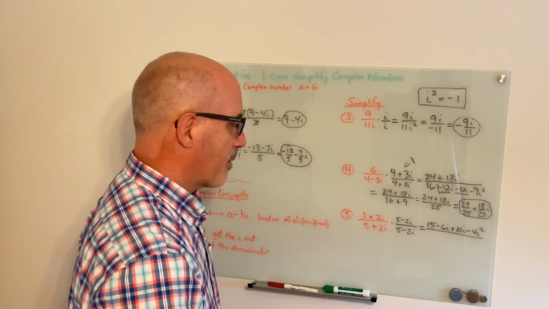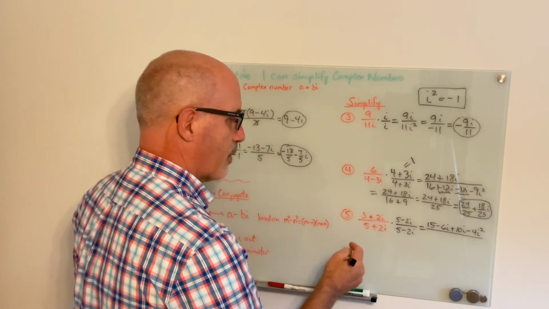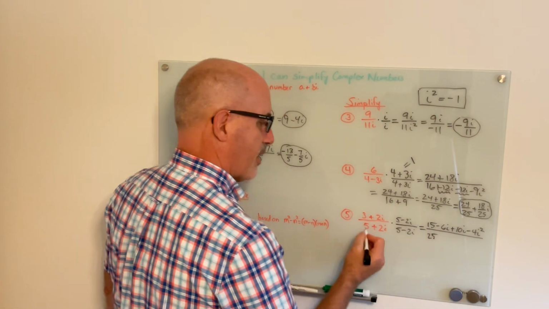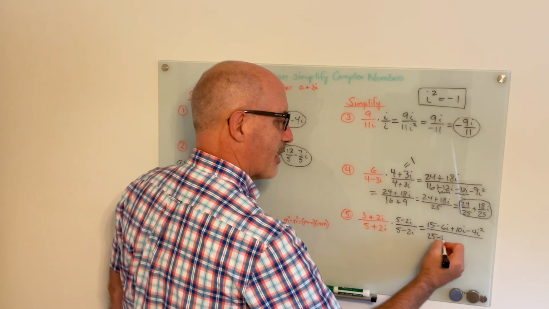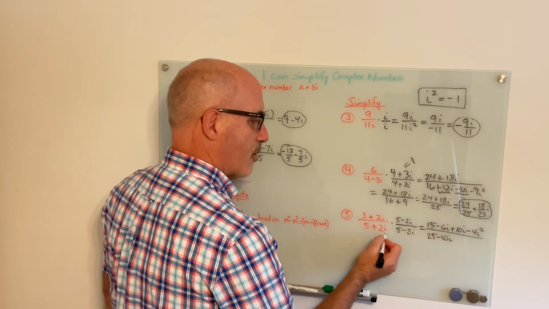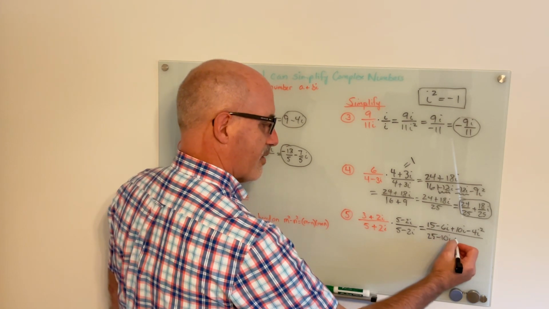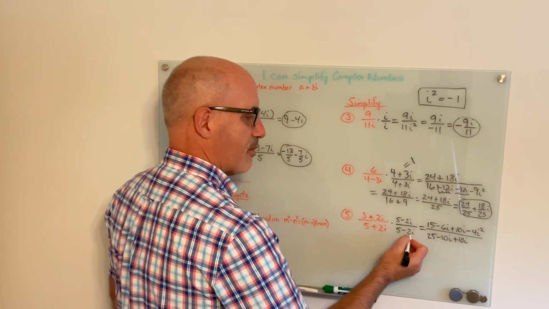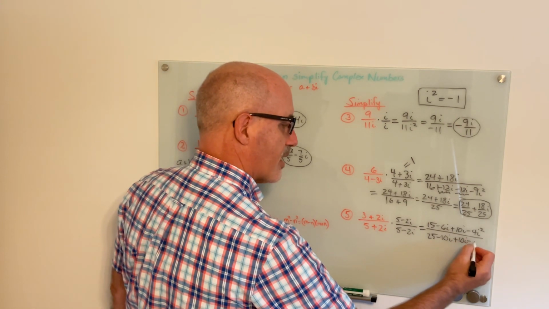In the bottom, I'm going to go ahead and double distribute on this one. So I'm going to get 5 times 5 is 25. 5 times negative 2i is negative 10i. 2i times 5 is positive 10i. And then 2i times negative 2i is negative 4i squared.